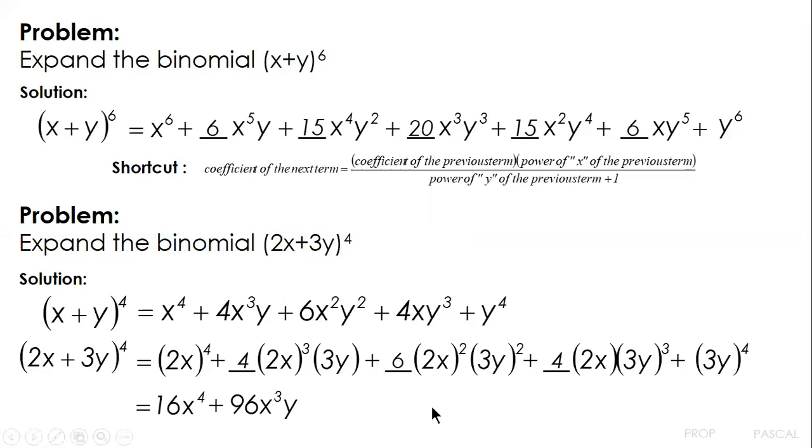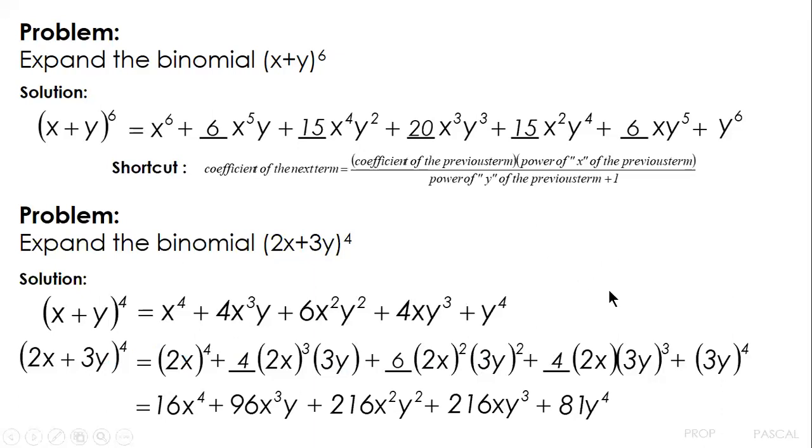3 squared is 9. The 24 times 9, that's 180, 36, 216. And then 3 cubed, 27 times 2, that's 54. Times 4, that's 216 also. And then 3 raised to 4, it's 81. So this is the expansion of 2x plus 3y raised to the power of 4. Okay, that's it.